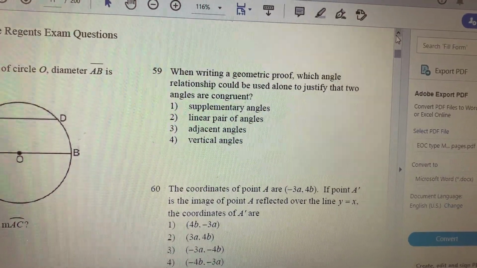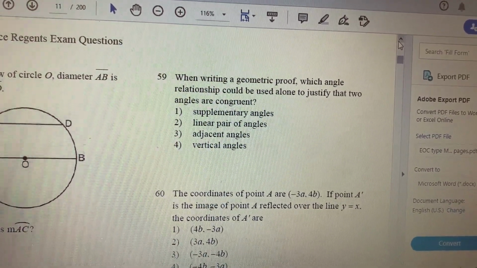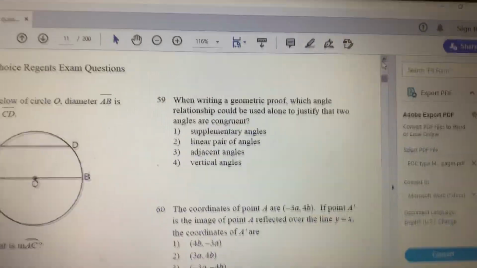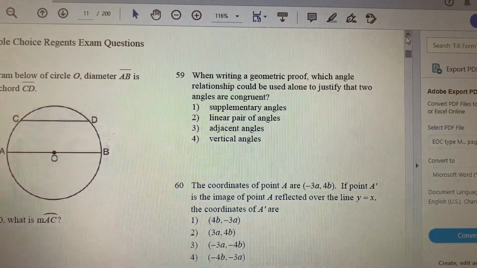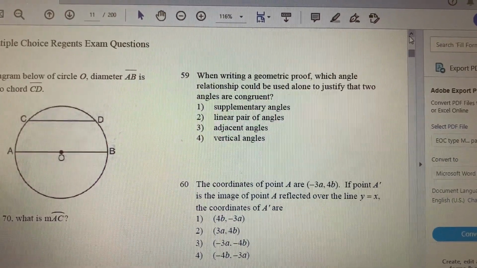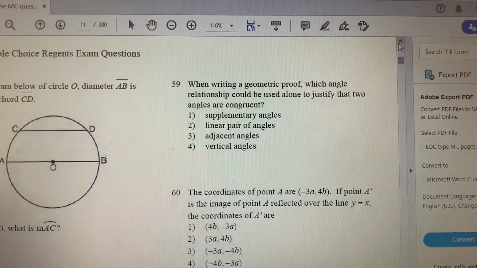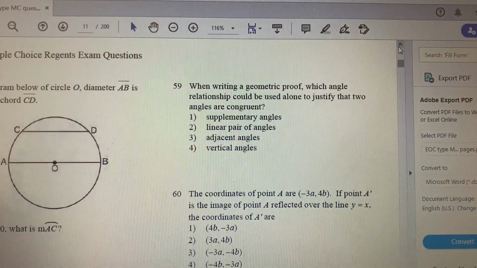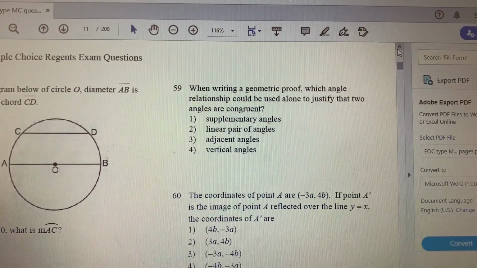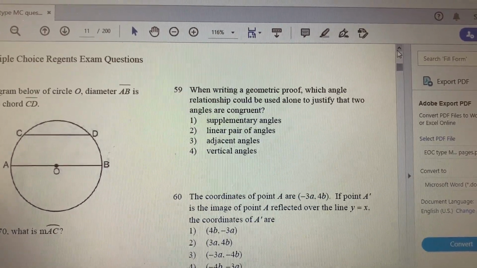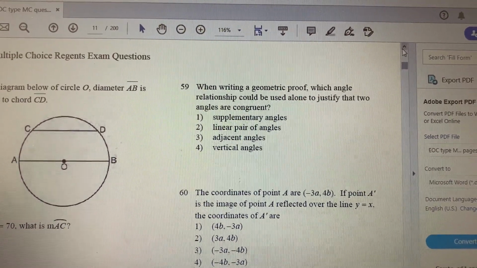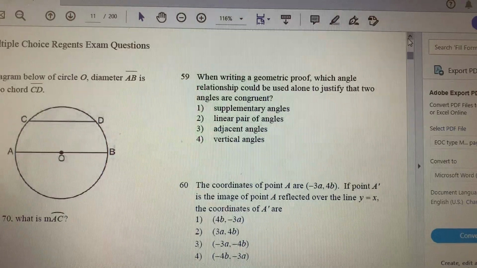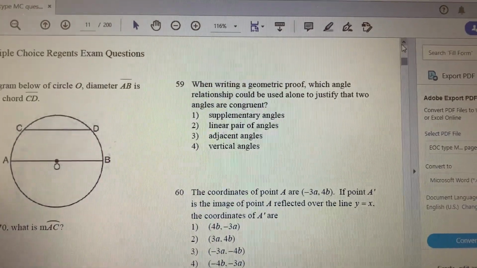Linear pair. Again, we kind of just saw that on the last problem with the exterior angle theorem. Exterior angle theorem. I don't know why I struggle saying that sometimes. Sorry if the camera moved. Two angles that are adjacent and form a straight line. So again, the only way that they would be congruent is if both angles were 90 degrees. But of course, you could have a linear pair where one is 100, one is 80.